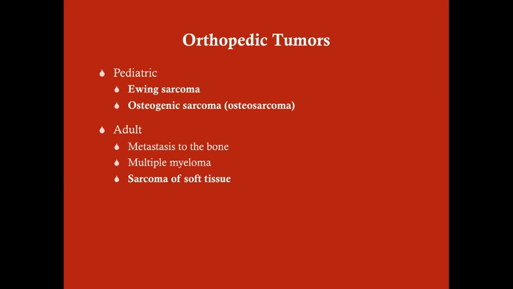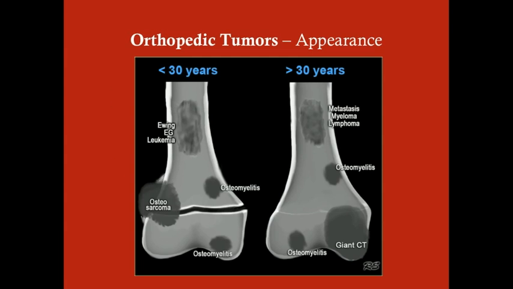With adults, we don't tend to see primary tumors of the bone, and if we do, they're in very, very young adults. The number one tumor of the bone would be metastasis, and then multiple myeloma can also present as a tumor-like lesion of the bone. Sarcoma of soft tissue is also another thing that's orthopedic in nature, but is not technically a tumor of the bone.